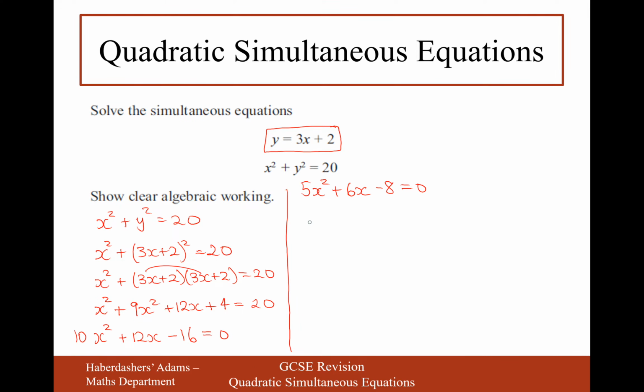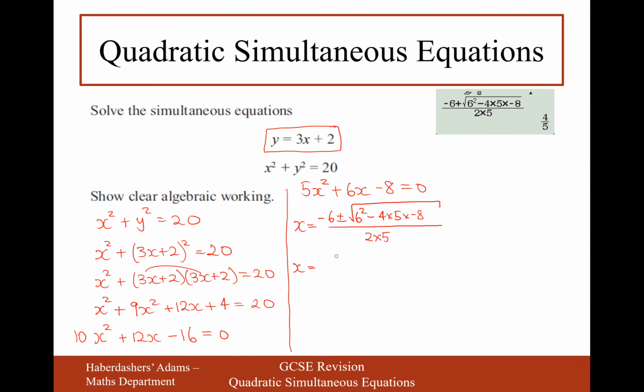It's been fully simplified. So it's going to be x equals minus 6 plus or minus the square root of 6 squared, that's 36, minus 4 times 5 times minus 8, all over 2a, that's 2 times 5. So let's grab our calculator. First solution is 4 over 5, or in other words 0.8. And the second solution is minus 2.